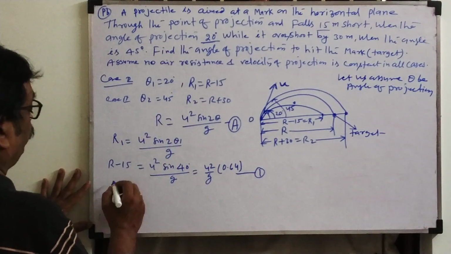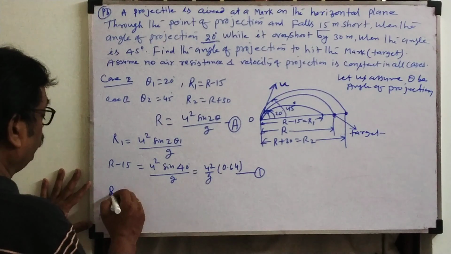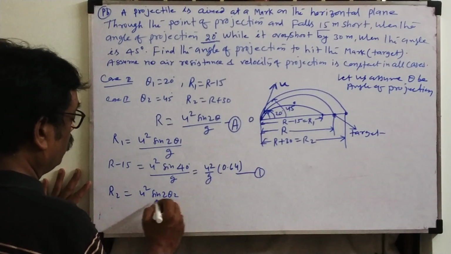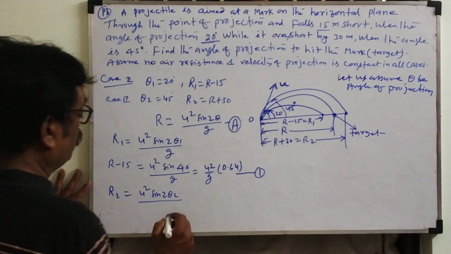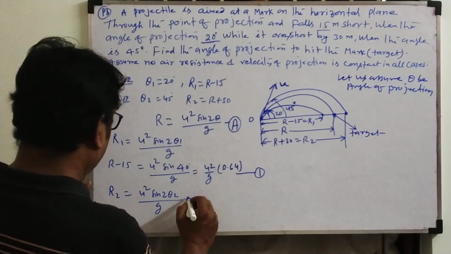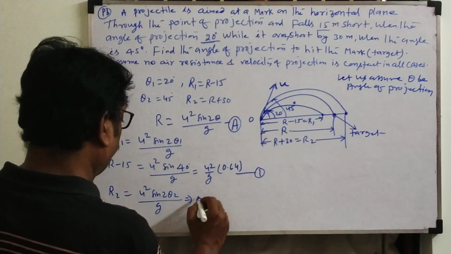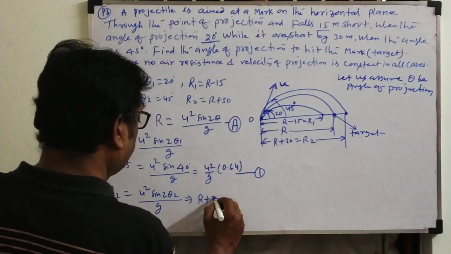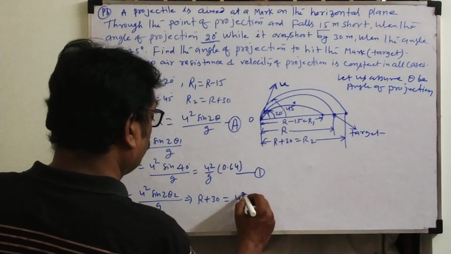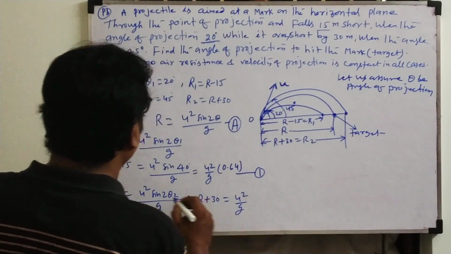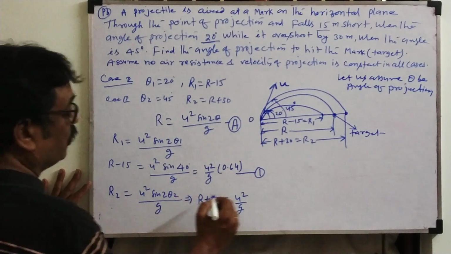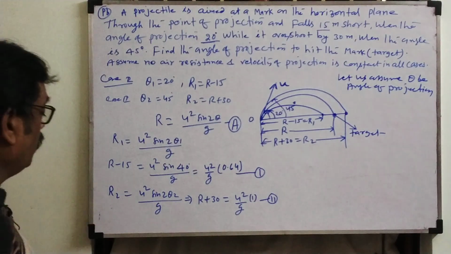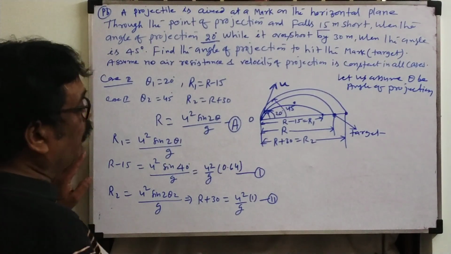Now case 2. R2 is equal to U square sine 2 theta 2 by G. So what can we write here? R plus 30 equal to U square by G times sine 2 times 45, so sine 90, whose value is 1. Call this equation number 2, R plus 30.